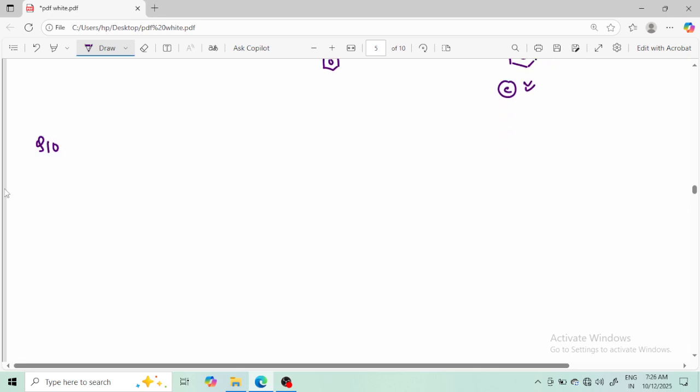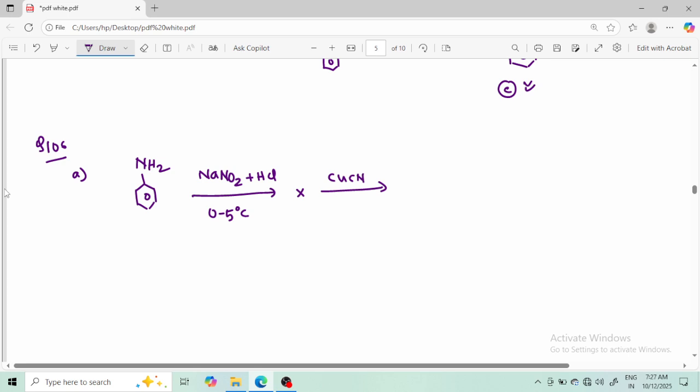This is question number 106, option A. Okay, so here you have to identify the compound. So NH2 is given, and then here it will be NaNO2 and HCl, and 0 to 5 degrees centigrade. So this is your X, and then CuCN, and this is your Y. So in the solution part, what you will do is write NH2, and if it reacts with NaNO2 and HCl, this one will be N2Cl, right?